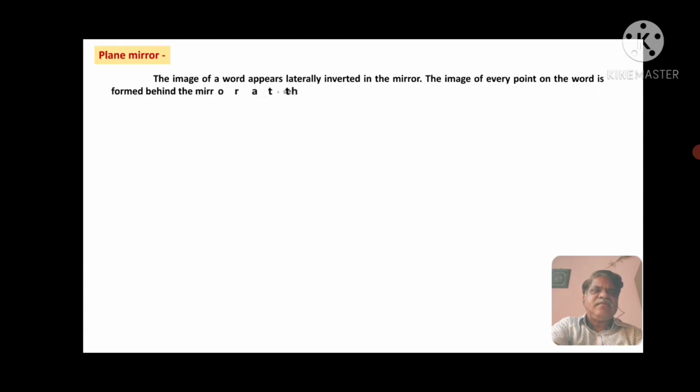The image of every point on the object is formed behind the mirror at the same distance from the mirror as the point itself. This is called lateral inversion.